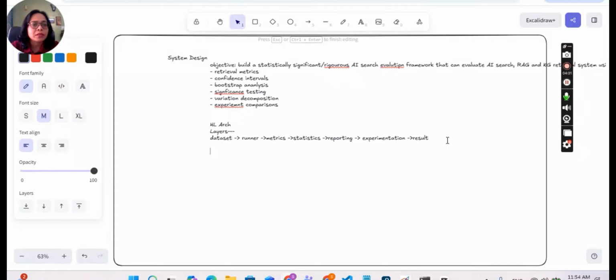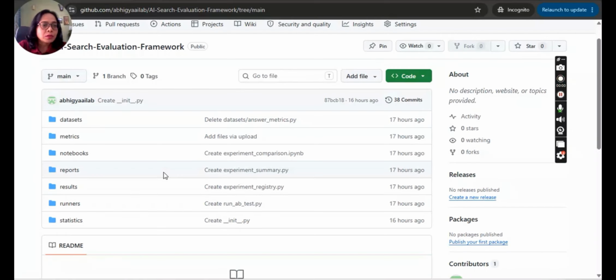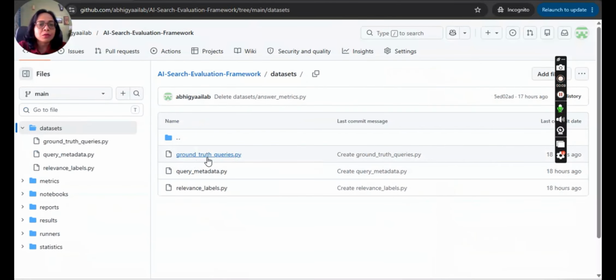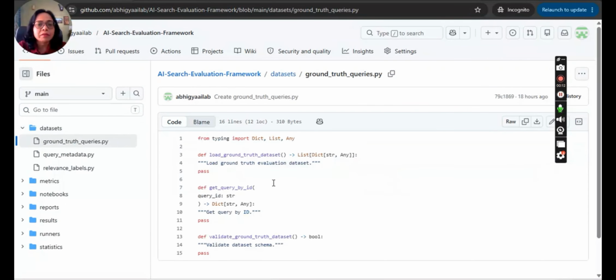Now if we go to the detailed flow, here I would like to take you to the GitHub repo. So this is our complete GitHub repo. The first one is the dataset layer, and in the dataset layer we have ground truth queries. I have just kept some boilerplate code to give the high level architecture, the different files required and the different functions, so that any senior engineer, AI engineer, can take this as a source and extend it to the required code.